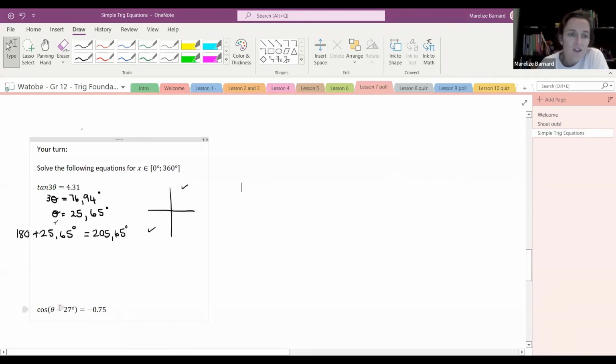Okay, last one. For this evening, we are going to do cos of theta minus 27. I think we've got about 2 minutes for this one, and pop your answer in the chat when you're ready.